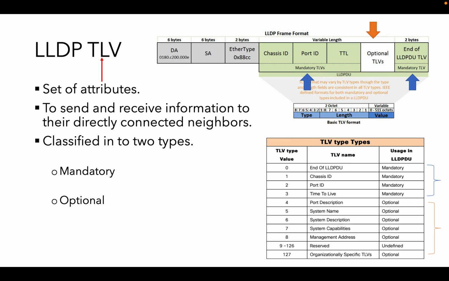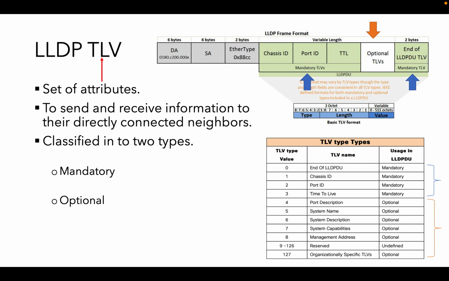Then in optional TLVs, we have port description TLV, which is nothing but the port name and description. Then we have system name TLV, which is the name of the device. Then we have system description TLV, which is the description of the device in alphanumeric format. Then we have system capabilities TLV, which tells you the primary function of the device, whether it's a bridge or a router. Here the switch is referred to as bridge. And then we have management address TLV, which is nothing but the IP management address of the device.